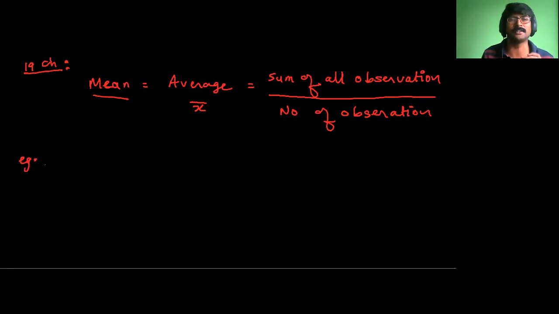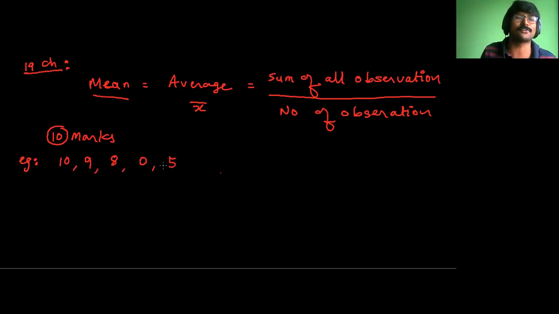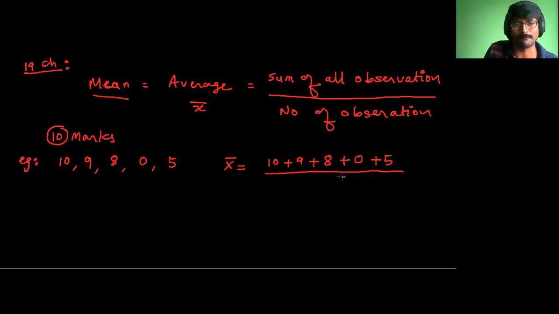Suppose I took an exam of 10 marks and there were 5 people. One scored 10, one scored 9, one scored 8, one scored 0, and one scored 5. Now, what is the average of that particular class? How to calculate the average? For x bar, we will add all these numbers: 10 plus 9 plus 8 plus 0 plus 5, and divide by 5.